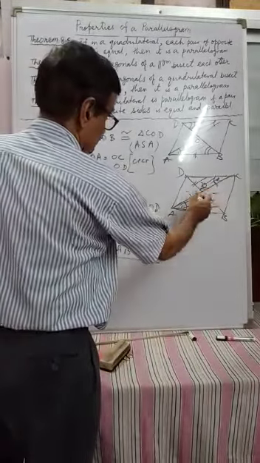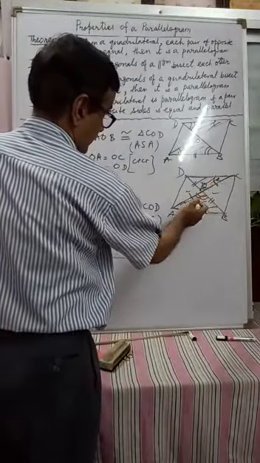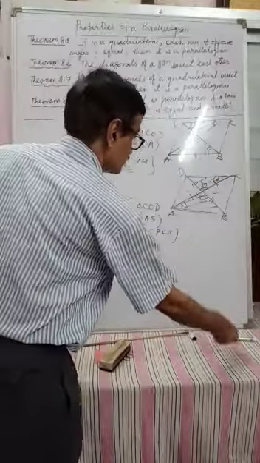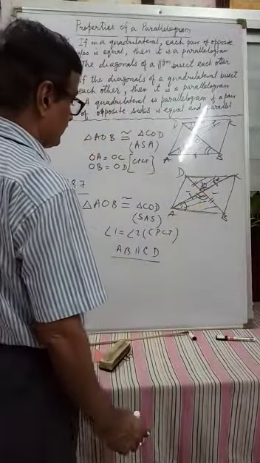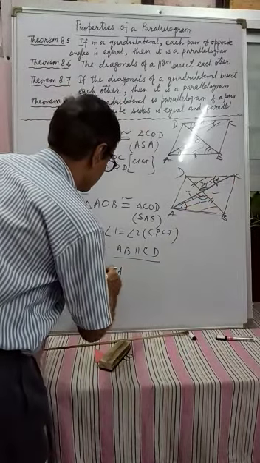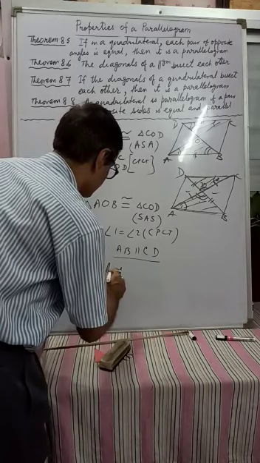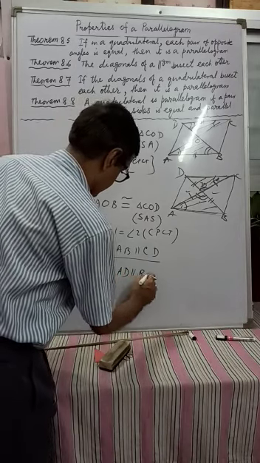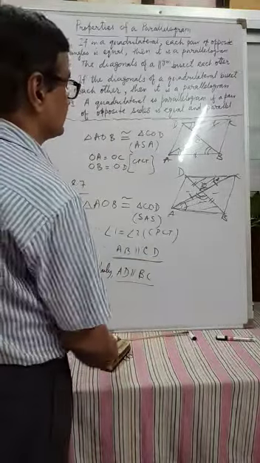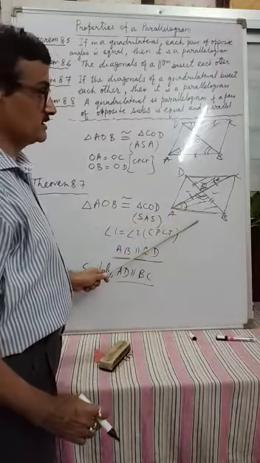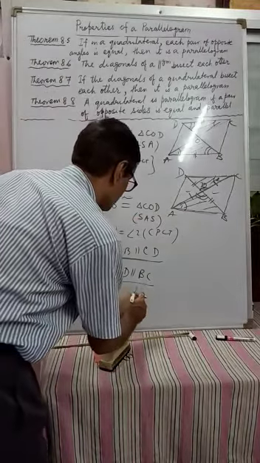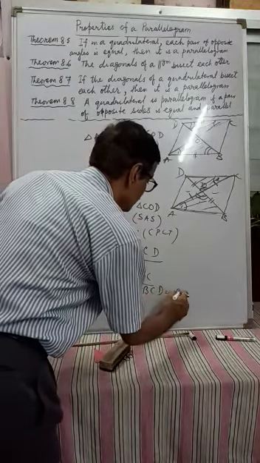Now, if you take up these two triangles, namely BOC and DOA, then also we can prove that these two triangles are congruent, and then again we can prove that AD is parallel to BC. So first we proved AB parallel to CD, now we have proved AD parallel to BC. That means in this quadrilateral ABCD, both pairs of opposite sides are parallel. That means it is a parallelogram. Therefore ABCD is a parallelogram.